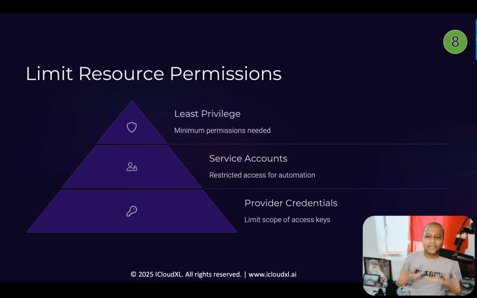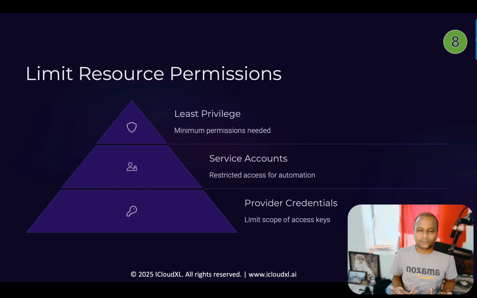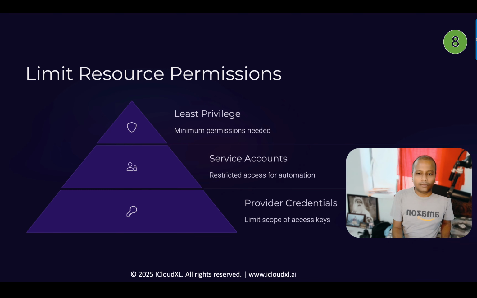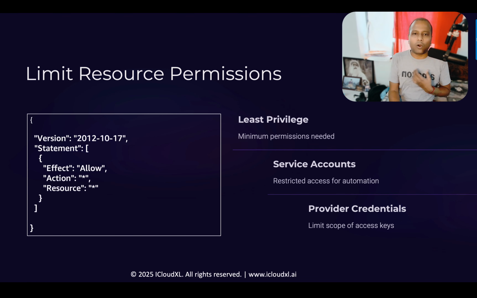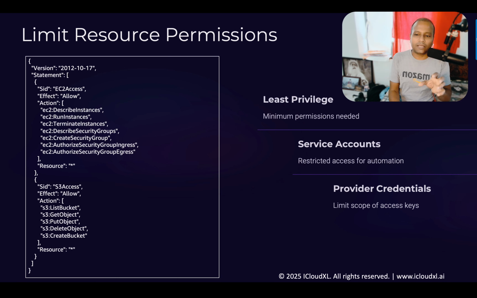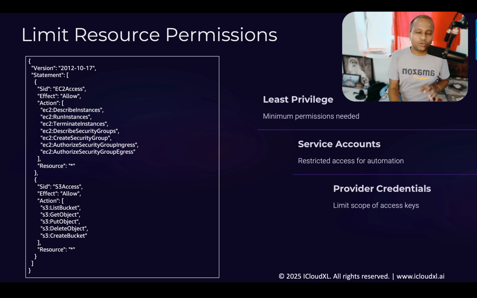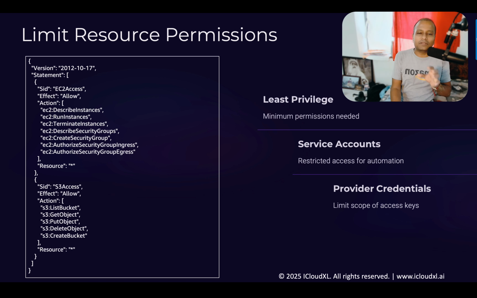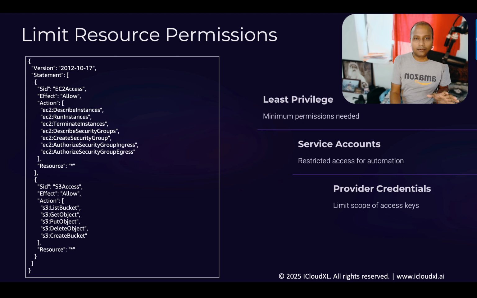Apply least privilege access, right? Always limit the resource permissions. Provide the permissions that are needed, not more, not less. Actually what is required, right? So this is an example where all the permissions are given. This is not following the least privilege principle. But in another example, we are giving access to only limited EC2 and S3 actions, so that the user can only perform these actions, not any other.